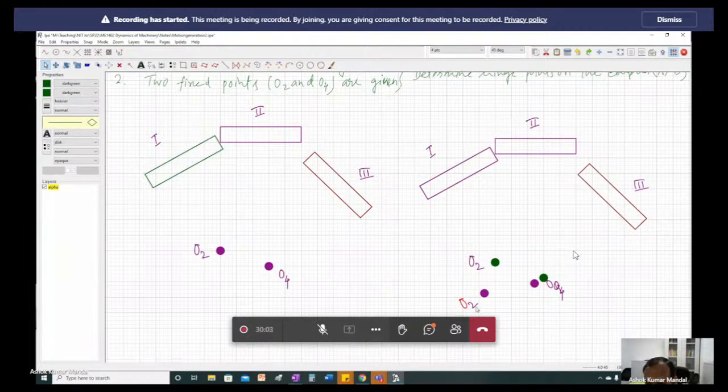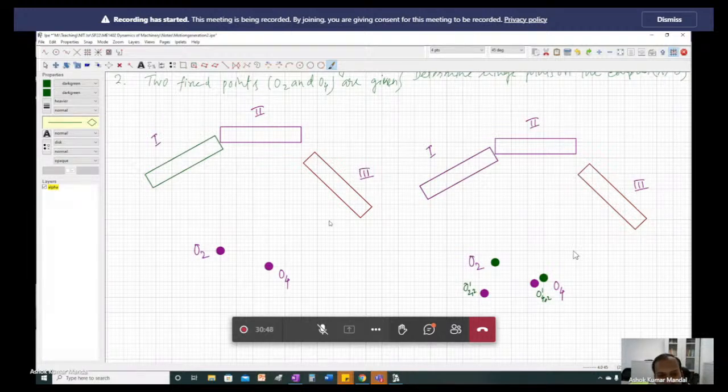This is new O2. I'll write it once again, because these are old O2 O4, but this is new O2, and let us call this new O2, O2 inverted with respect to position 1, O2 2. This point is O2 2. This point is O4 2. Second step we have done.